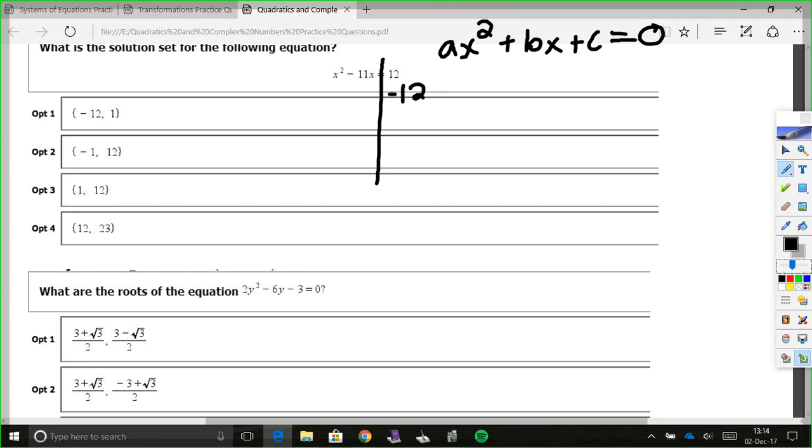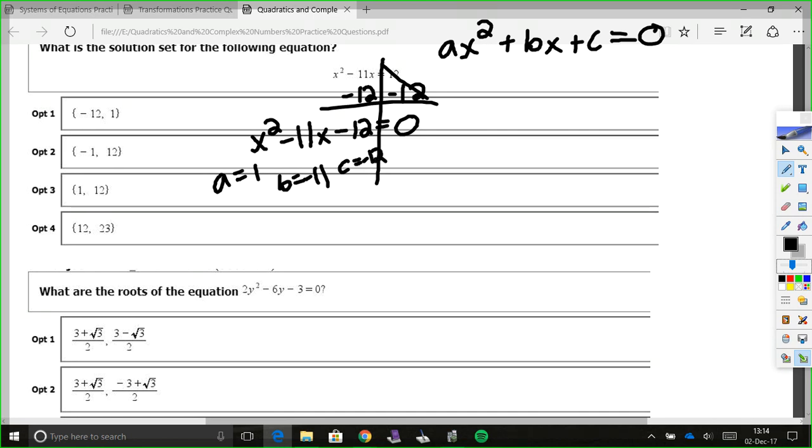So let's move this 12 by subtracting it on both sides to have this equation proper. It'd be x squared minus 11x minus 12, and then it would equal nothing. So that's the equation we want to work with. This is what we use on the quadratic formula. A is equal to 1, b is equal to negative 11, and c is equal to negative 12.